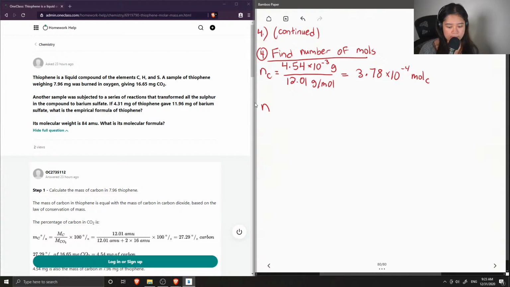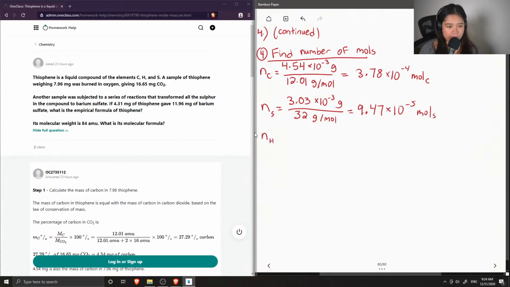Now let's do the same thing for the sulfur. Its mass was 3.03 milligrams, but to convert to grams, I'm going to multiply by 10 to the negative 3. And the molar mass of sulfur is 32. So if we divide mass over molar mass, you get 9.47 times 10 to the negative 5, and this is moles of sulfur.